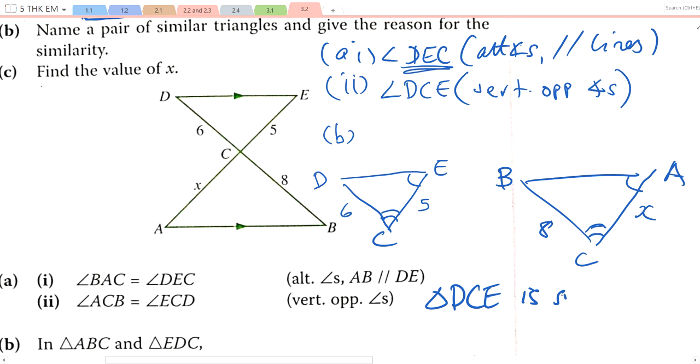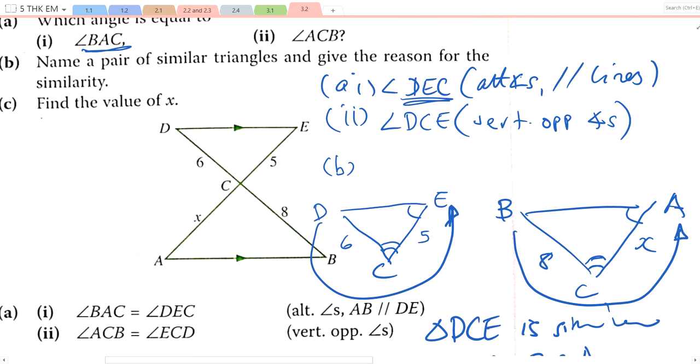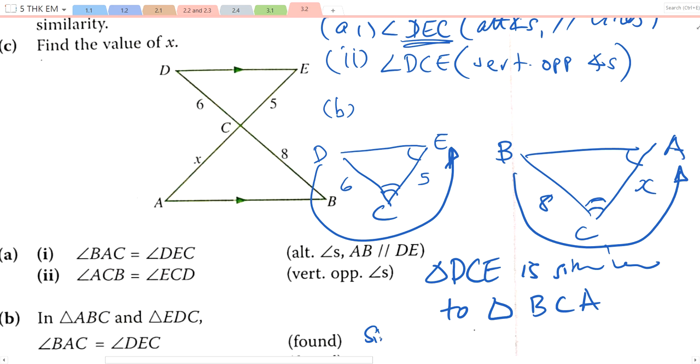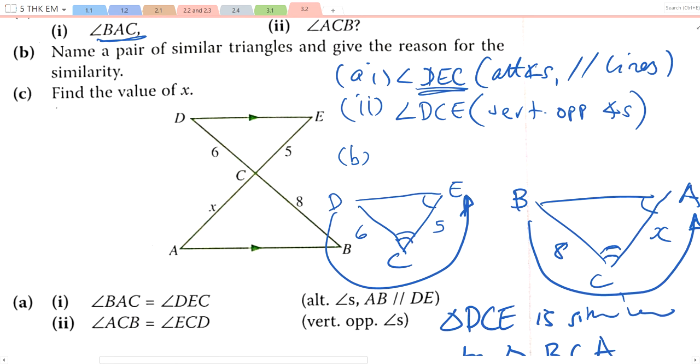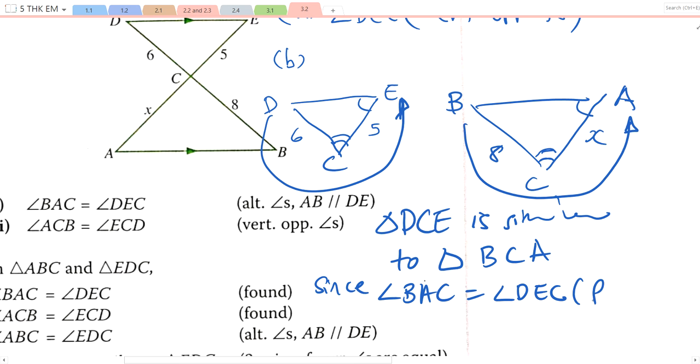Triangle DCE is similar to triangle BCA. You will have the names correct because you go systematically this way. Okay? So give the reason, right? Since angle, what was it in part 1? BAC equals angle DEC. This was found in A part 1.